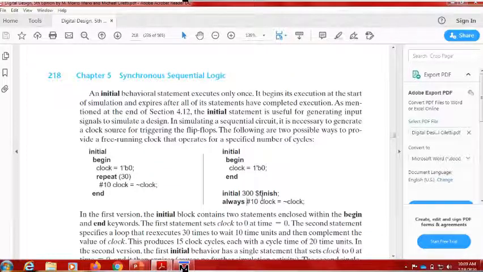So basically it is equal to 30 repetitions here, and you can see the clock with the same period here. So both of the codes are equivalent in order to generate the clock.